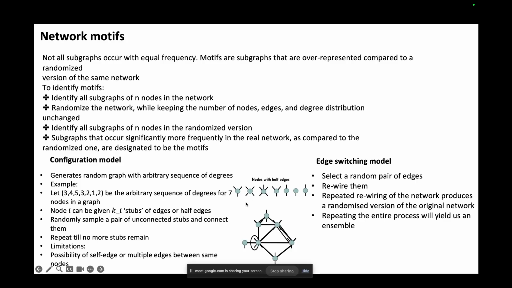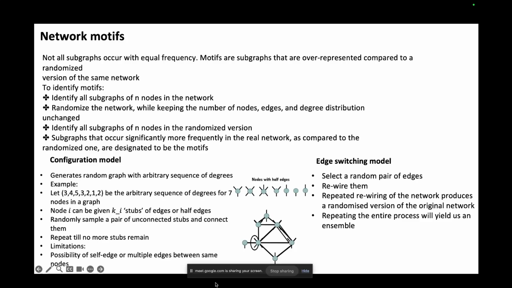Now you have these nodes with the stubs, and you randomly take these nodes and you join these stubs, right? So what you're doing is essentially keeping the degree of each of the nodes the same, the number of the nodes the same, and you're just reconnecting the network. So what you're generating is a random network, and you repeat till no more stubs remain. And now you compare this random network to your own network and see if there are certain subgraphs inside the network that are occurring more frequently in your network compared to this randomized version of the network.